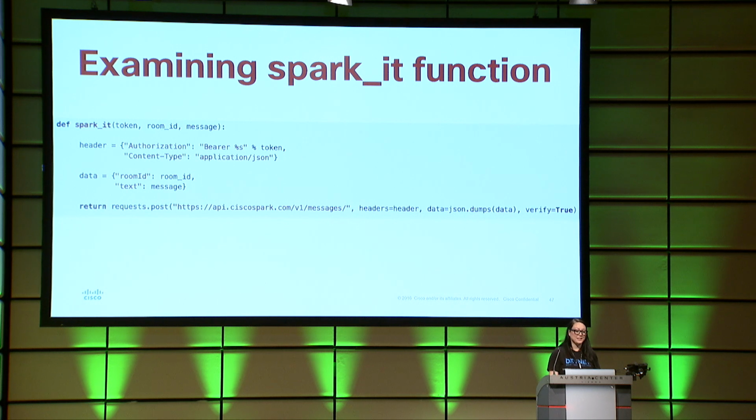For the Spark_IT function, a post request is forged and sent to Cisco Spark, aka Cisco Webex Teams. Then the Python main loop simply loads the command line arguments and passes it through this function and checks the returned HTTP status code for any errors.